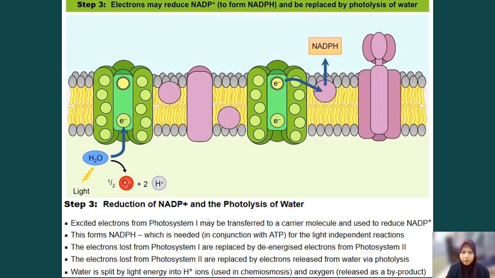So the net effect of these steps in the light-dependent reaction is to convert the light energy into chemical energy in the form of ATP and NADPH. Remember, in the previous step, step 2, it already produces the ATP, and in this step, step 3, it is now producing the NADPH. The ATP and NADPH from the light-dependent reaction will be used to make the sugars or glucose in the next stage of photosynthesis, the Calvin cycle, through the light-independent reaction.